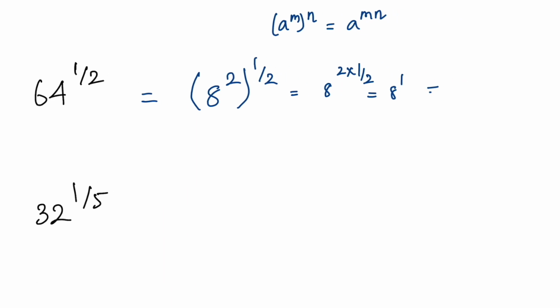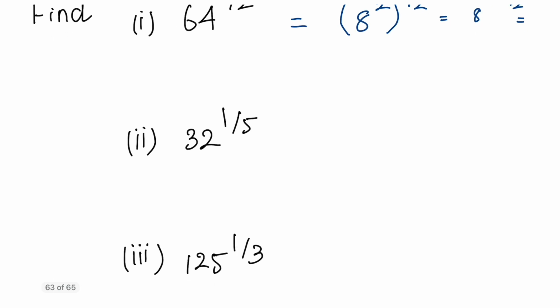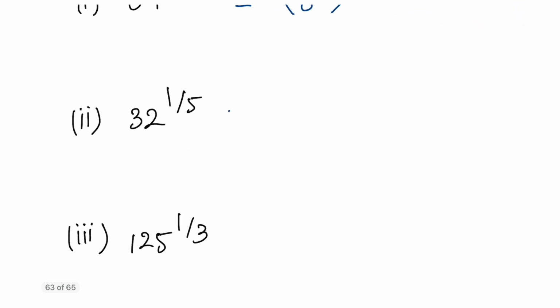Okay, so 8 power 1 is basically 8, and that is the answer to this question. We have just used this formula, a power m the whole power n is equal to a power m into n. Now moving on to the second subdivision here, it's 32 power 1 by 5.